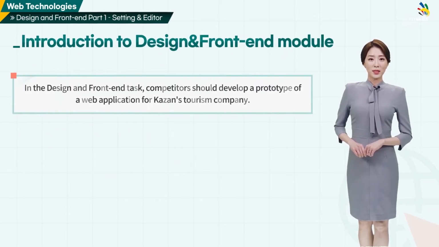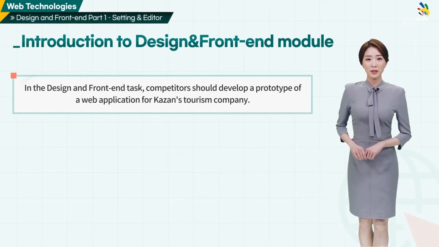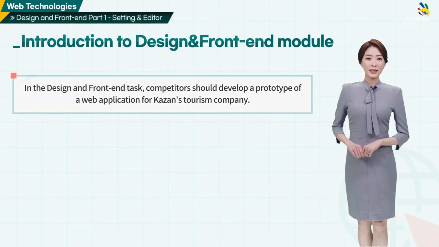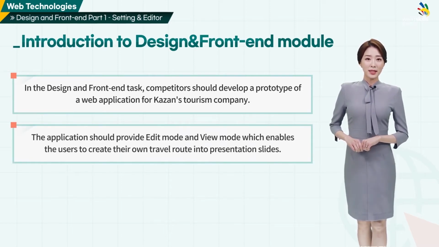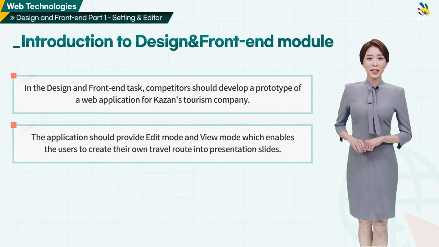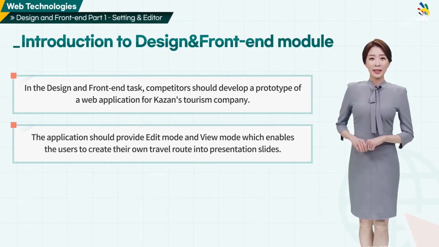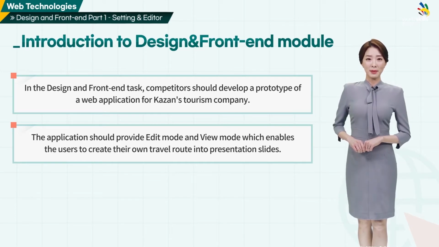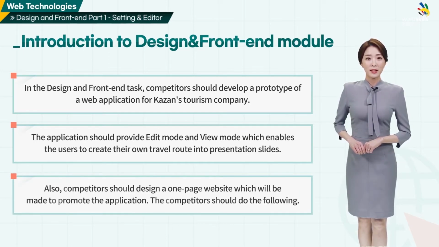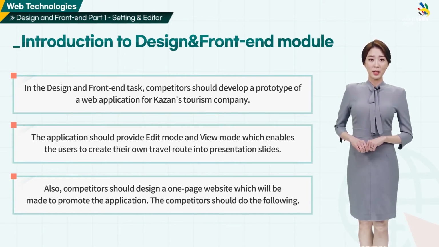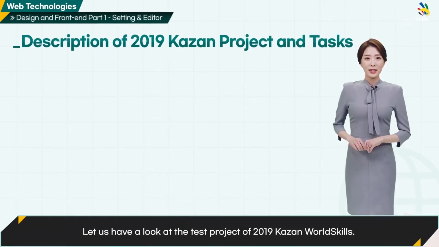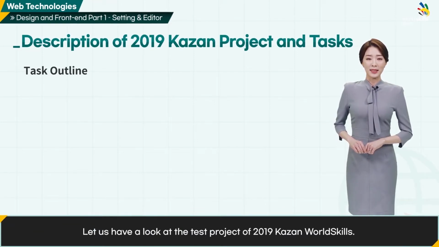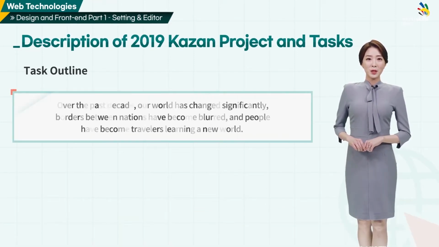In the design and front-end task, competitors should develop a prototype of a web application for Kazan's tourism company by using JavaScript and front-end coding technology. The application should provide editor mode and view mode, which enables the users to create their own travel route into presentation slides. In addition, competitors should design a one-page website which will be made to promote the application and submit it. Let us have a look at the test project of 2019 Kazan WorldSkills.